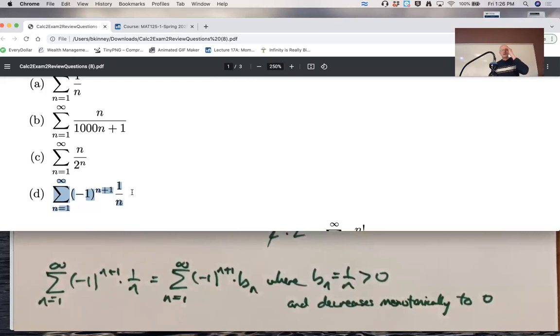I didn't really emphasize the distinction between absolute convergence and conditional convergence in class. It was in the reading. This converges conditionally, and that's kind of a weaker kind of convergence.